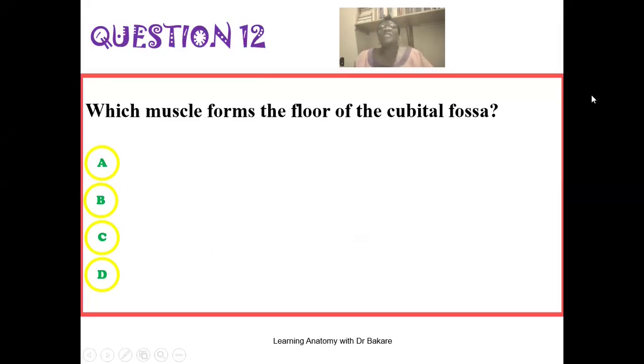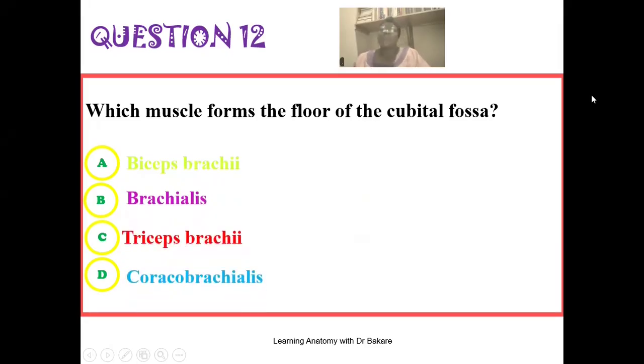Now let's go to the 12th question, which is the last question. And this reads that which muscle forms the floor of the cubital fossa? Is it the biceps brachii? Is it the brachialis? Is it the triceps brachii? Or is it the coracobrachialis?